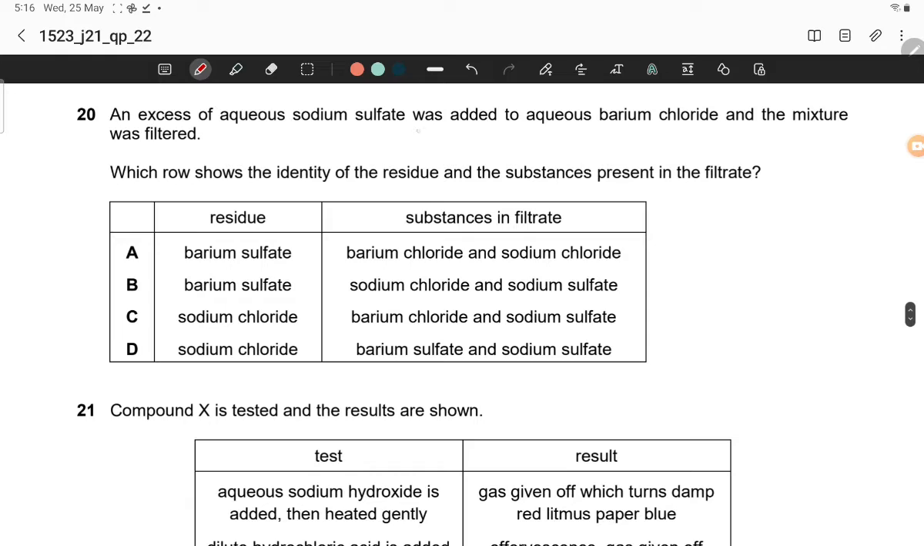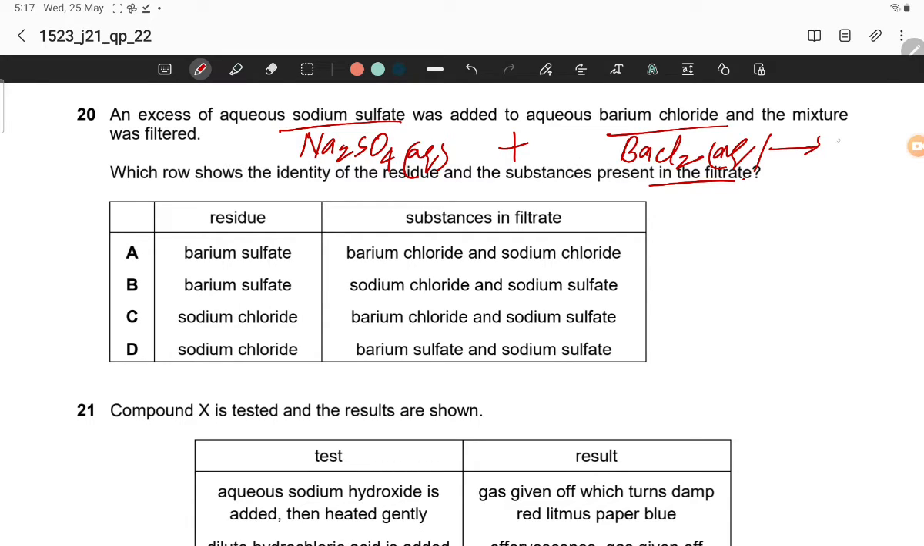An excess of aqueous sodium sulfate, Na2SO4, was added to aqueous barium chloride. Sodium sulfate is a soluble salt, and barium chloride is also a soluble aqueous salt. Which row identifies the residue and the substance present in the filtrate? It reacts to form barium sulfate, which is solid and exists in the form of residue. This is solid.